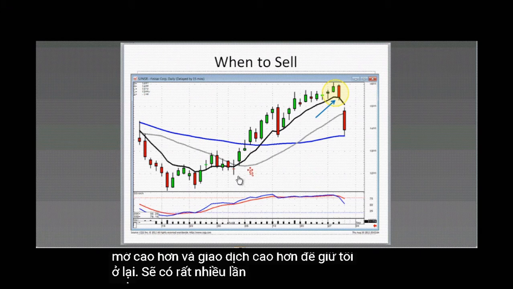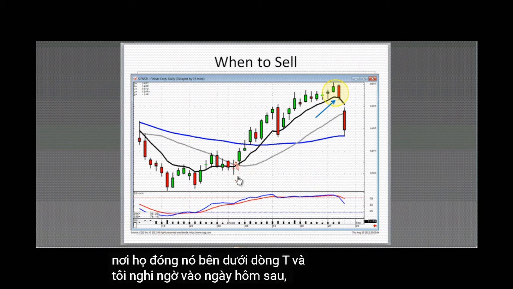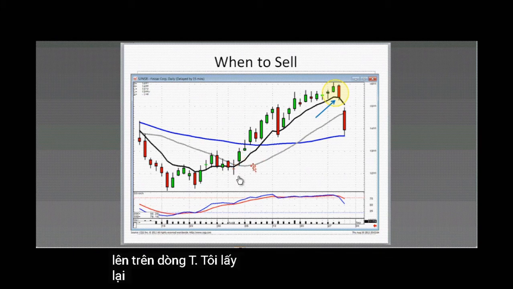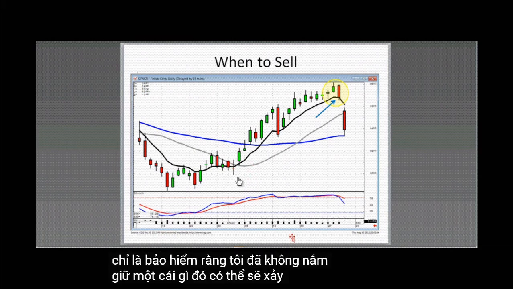There's going to be a lot of times where they close it below the T-line, and I get out. Next day, they take it right back up above the T-line. I get right back in. Again, whatever I missed here is just insurance that I wasn't holding on to something that might be going this way.